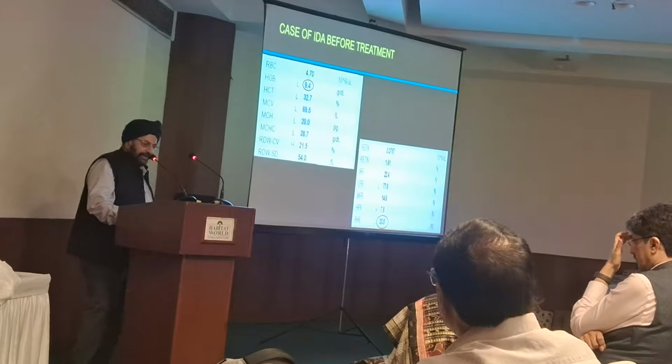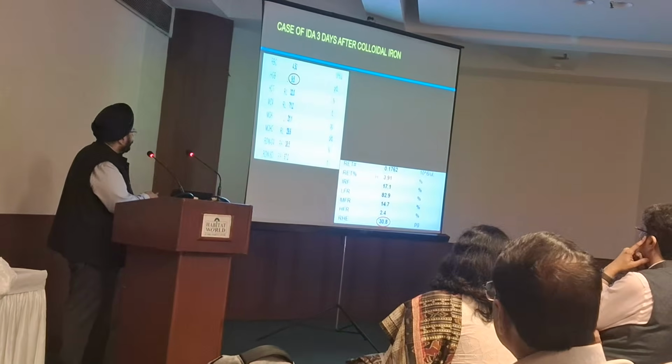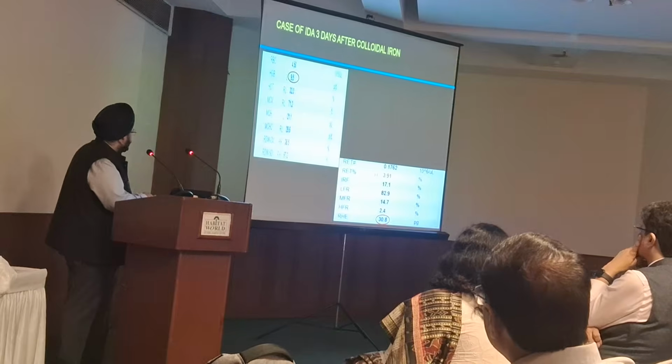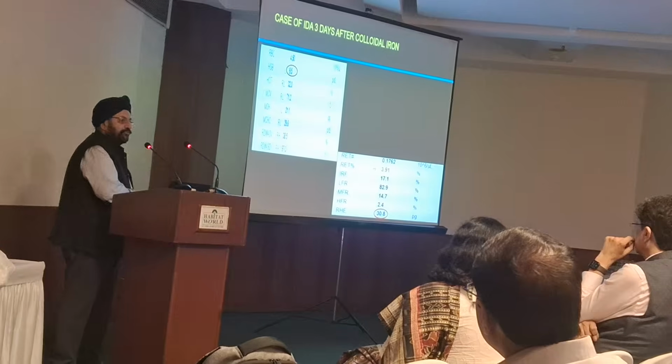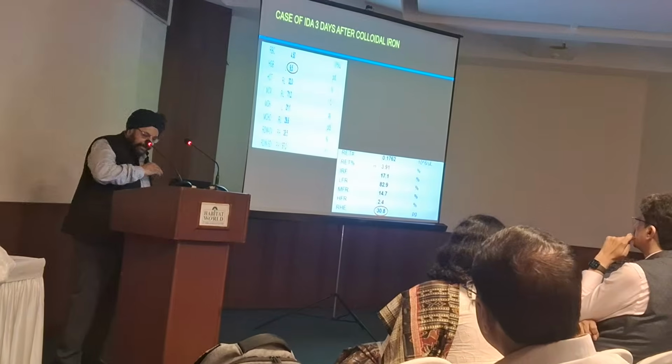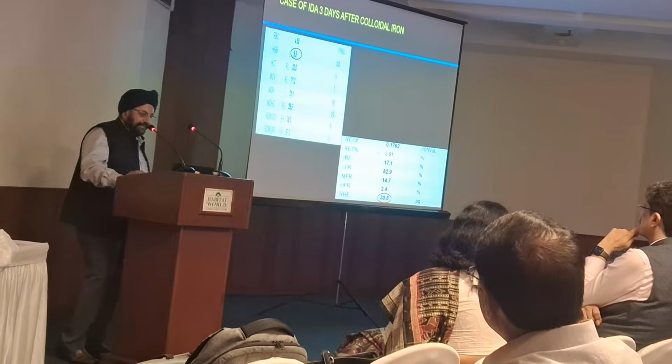This patient got colloidal iron, and this is 3 days later. Hemoglobin hasn't moved much, 9.4 to 9.5. MCV is also thereabouts. Look at the red hemoglobin. From 23 it's jumped to 30.8. So it will be a dramatic shift in red hemoglobin within 72 hours of IV iron therapy.